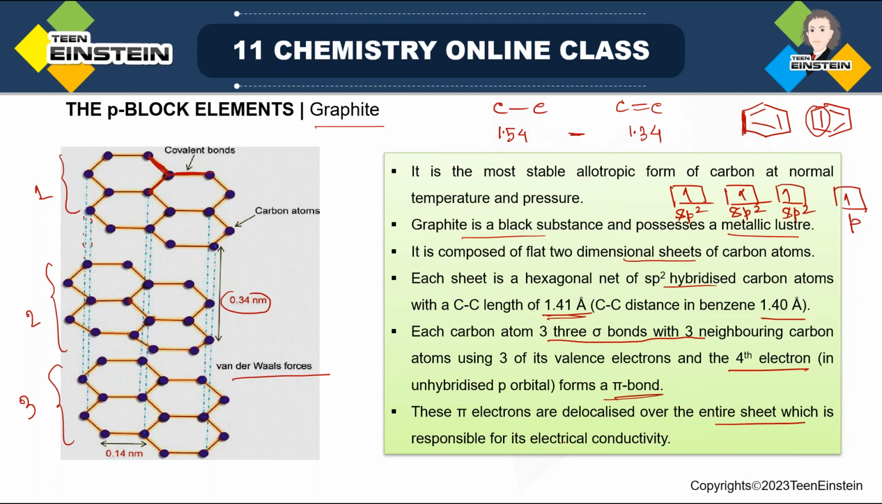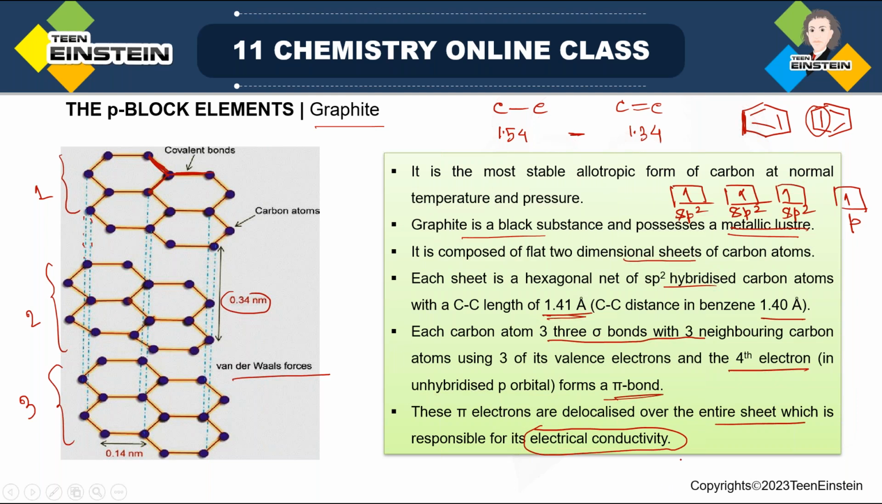And that is why now you can expect electrical conductivity, which we have not seen in the case of diamond, right? And also it has some metallic luster because of this free electron, or not completely free, but delocalized over the entire sheet.